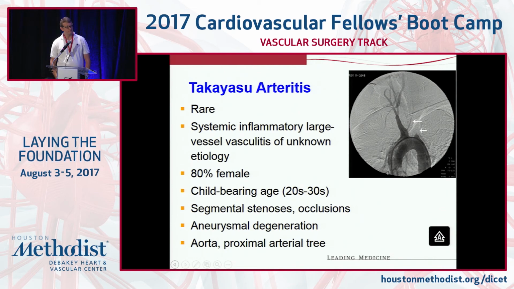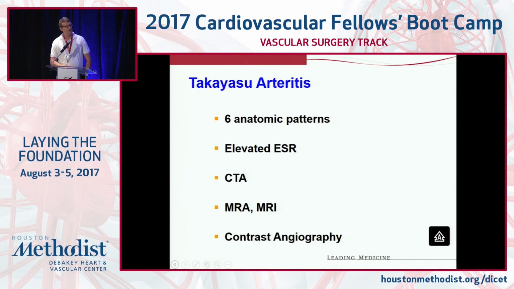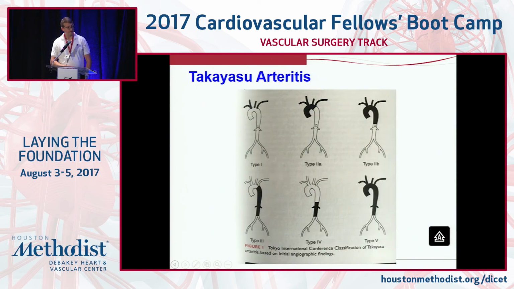Takayasu's is a very rare, but a favorite board question kind of disease. It's of unknown etiology, but it tends to occur in women, and in young women. It's often known as pulseless disease. Takayasu's affects the large to medium-sized vessels, so it's almost always the aorta itself and the great vessels. There are 6 anatomic patterns, which I can't claim to remember, but this is associated with an elevated sed rate.